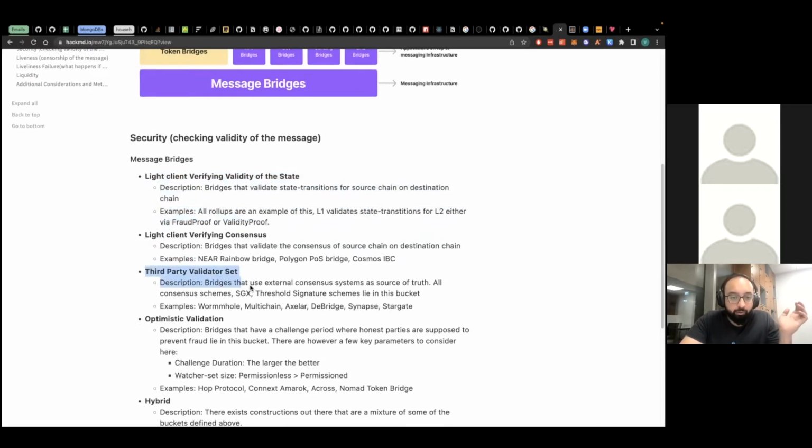Okay, so I'll get into this bucket where pretty much everything else in the space lies, apart from a few that lie above this. So, third-party validator set, right? These are message bridges that are run by an external validator set, be it a multisig, some kind of MPC scheme, or a threshold signature. All of them lie in the same bucket because essentially you are relying on something that's not the two chains for security, right?